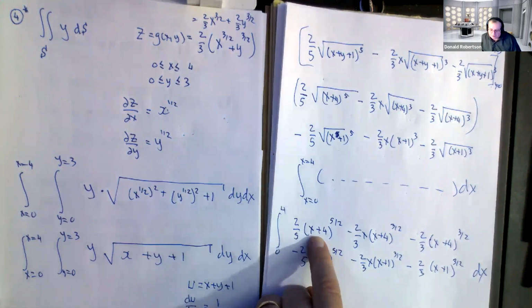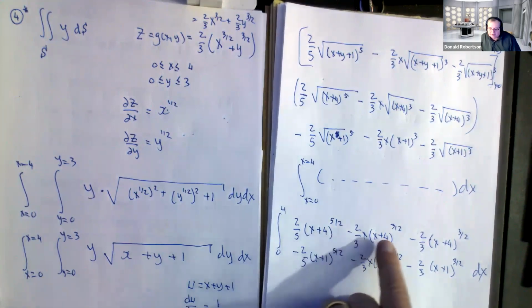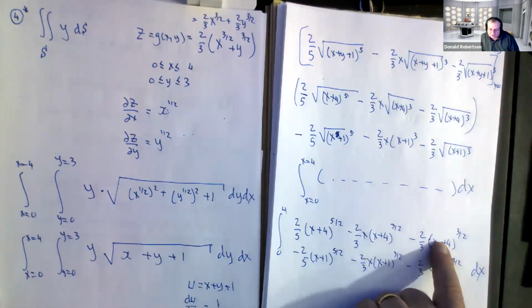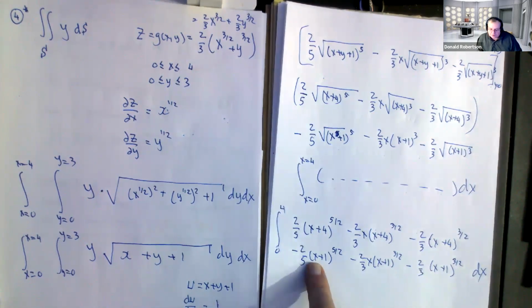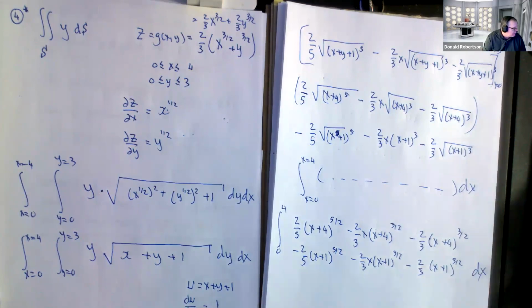This guy you can do very quickly. I wouldn't do a u plus 4, but if you did, it would work. I would just basically add 1 to the power and divide by the new power. This one, you'll have to do a u sub of x plus 4. This one you can do easy. This one you can do easy. This one you do a u sub x plus 1. And this one you can do easy.